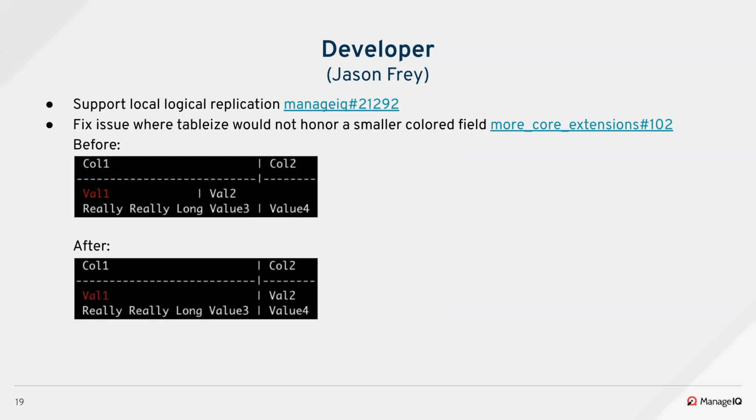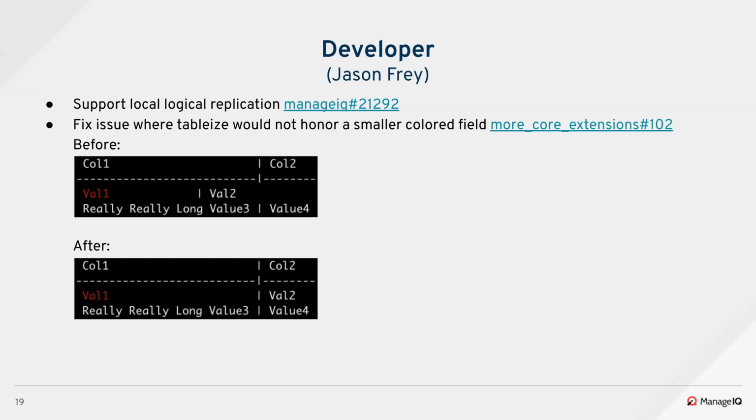And finally, on the developer side, Joe added more changes to support local logical replication. So if you want to set up a development machine with logical replication, this is now fully working. He has a coming PR for the next sprint to add rake tasks to make that even easier for developers.